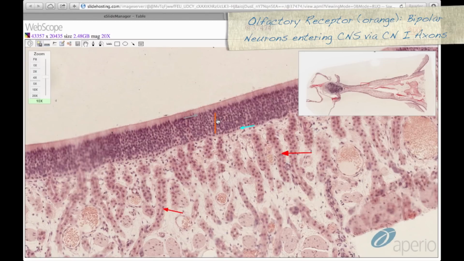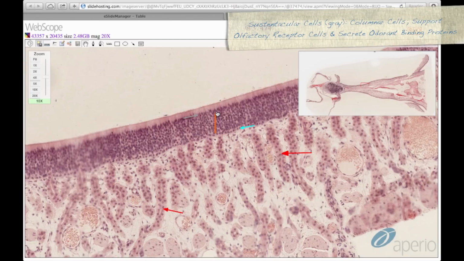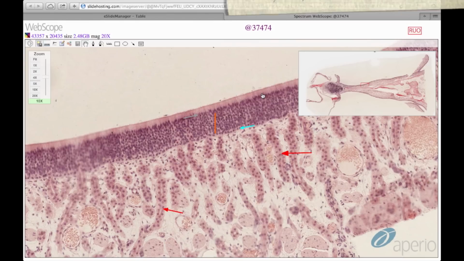We begin with the olfactory receptor cells spanning the orange line, which form the deeper layer of cells spanning the thickness of the epithelium. They are bipolar neurons that enter the central nervous system via cranial nerve 1 axons. Next, sustentacular cells, or supporting cells, seen at the gray arrow, form the superficial layer. They are columnar cells that provide mechanical and metabolic support to the olfactory receptor cells. Additionally, they synthesize and secrete odorant-binding proteins.